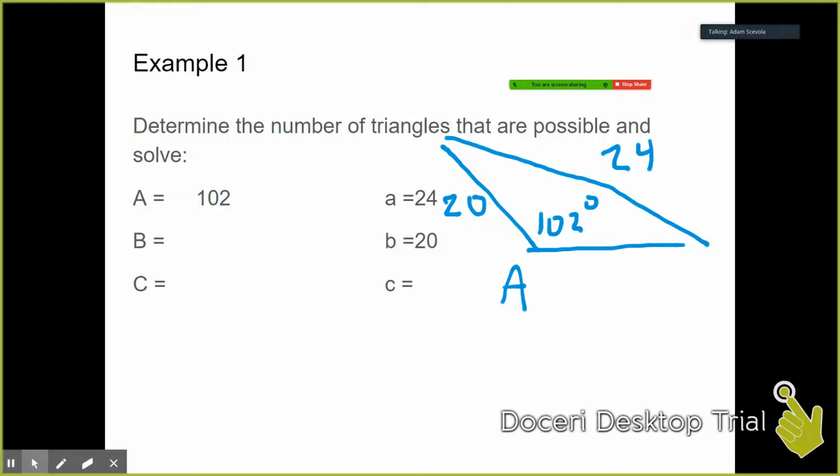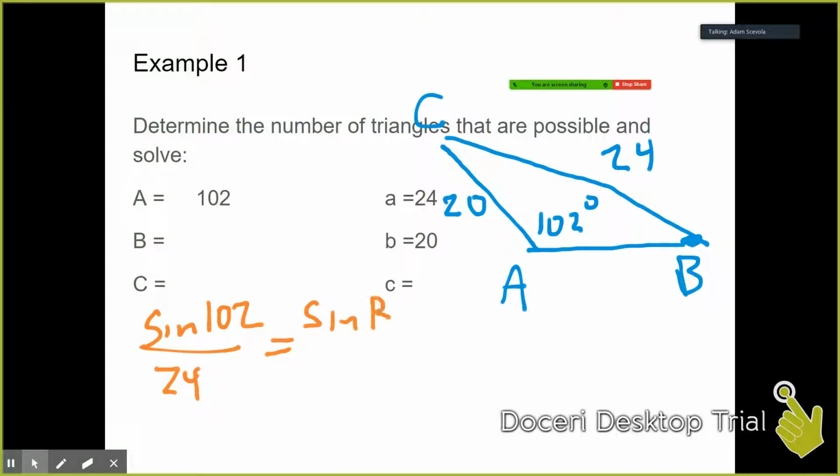Remember, this would have been angle B because that's side B, and that would be side C. So now to solve this triangle, I'm just going to do the law of sines. I'm going to use 102 and 24 since they're across from each other. So the sine of 102 over 24 equals, now we have to find angle B, the sine of B over 20. Okay, then cross multiply. So we'll get 20 times the sine of 102 is equal to 24 times the sine of B.